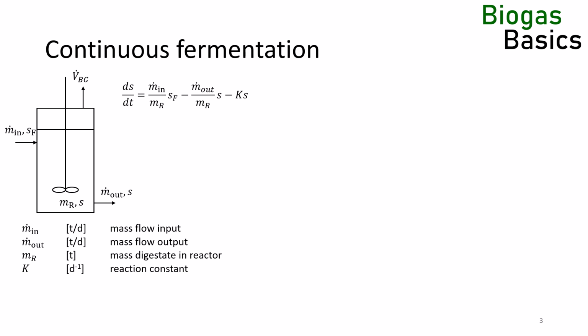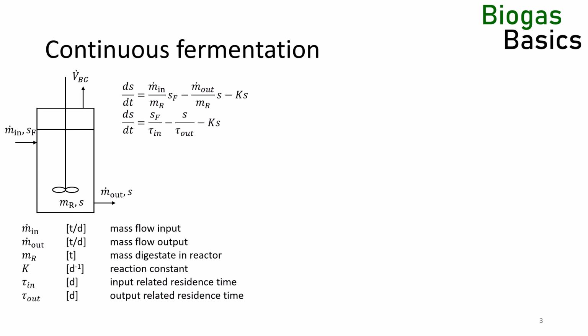The first two terms are convective terms. They are inlet mass flow divided by mass of digestate in the reactor times substrate concentration in the feedstock. The outflowing term is outlet mass flow divided by mass of digestate in the reactor times substrate concentration in the outlet. The term mass flow divided by mass of digestate in the reactor has the unit 1 over time. Its inverse is a time. For the first term, it is the inlet related, and for the second the outlet related residence time. Keep the two residence times in mind. Only one of them has any meaning, and unfortunately, most literature sources, technical rules, and government guidelines use the wrong definition.